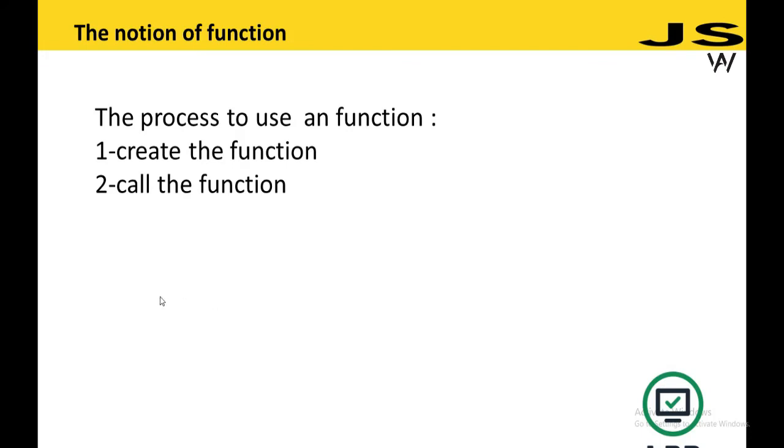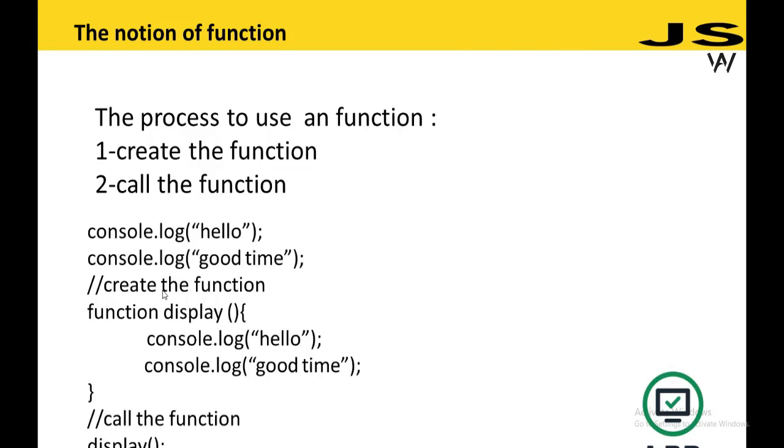So the first thing, you have to create the function. For example, we create a function that's called display. It should just console log hello and console log good time. Here I type console log hello and console log good time to show you that I can create it without functions. But imagine that I want to use these two simple lines, console log hello and console log good time, in any part of the code. Okay, so I have to copy and paste it each time. So we can use a function and call it each time we want.